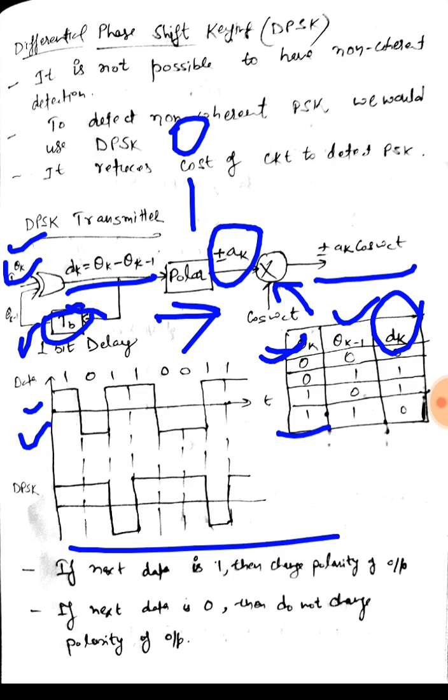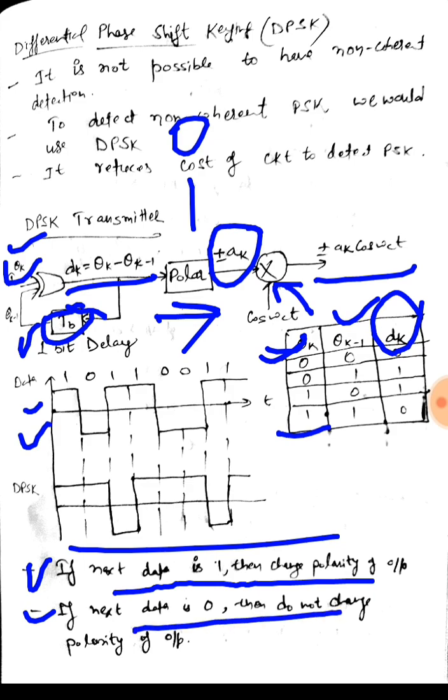If next data is 1, then we can draw it using these two conditions. If next data is 1, then the change of polarity of output will take place. Okay, like this. Initially it was 1, so we have 1. After 1 we have 0, so the polarity would not change, it would remain high. Now if the input is 1, the polarity would change to 0. Now again input is 1, so polarity would again change to positive.